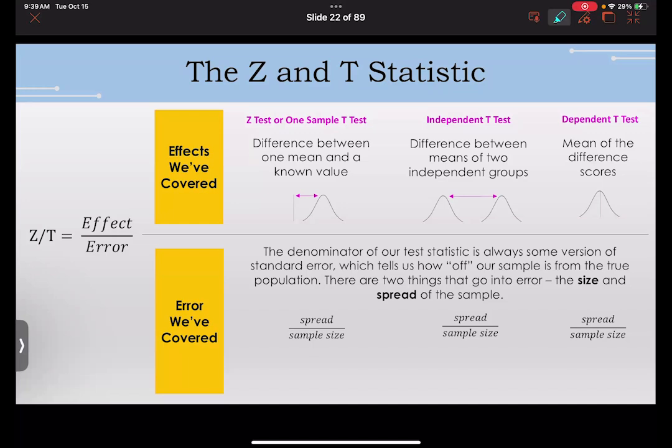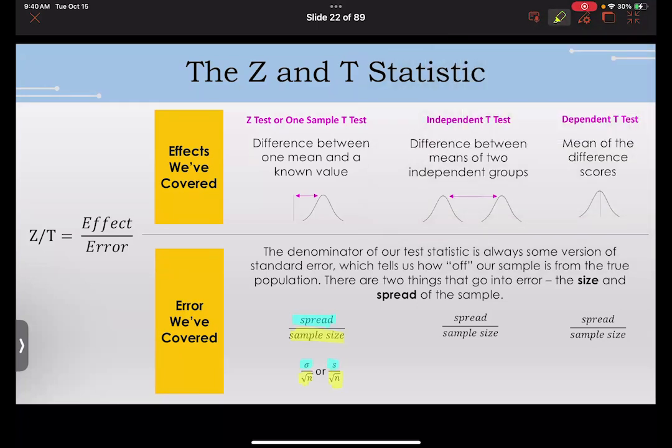Population standard deviation? Yes, we know the population standard deviation, right? Good. How about a one sample t-test? We don't know it, but we know the sample, right? So look, it's just spread. So we'll do spread in blue. Here's spread, and we'll do size in yellow.